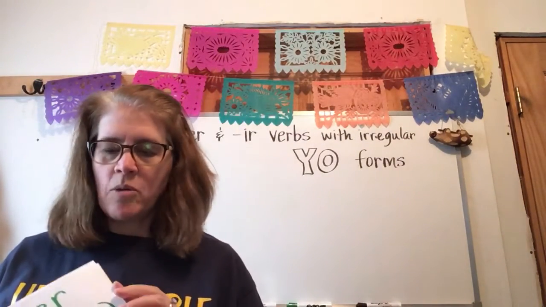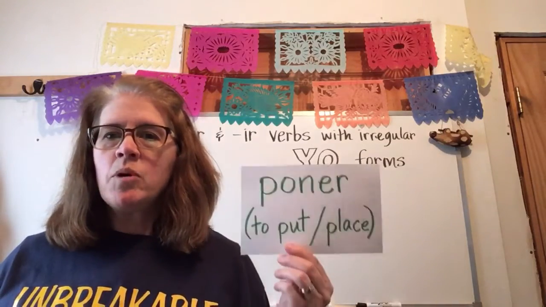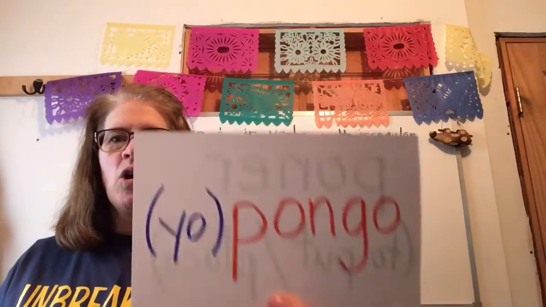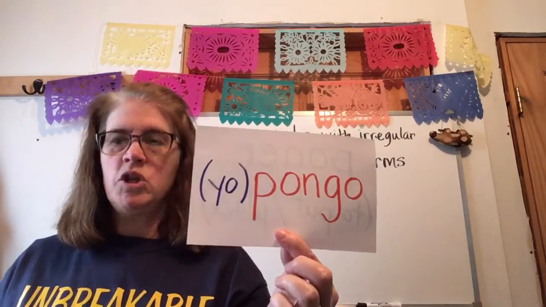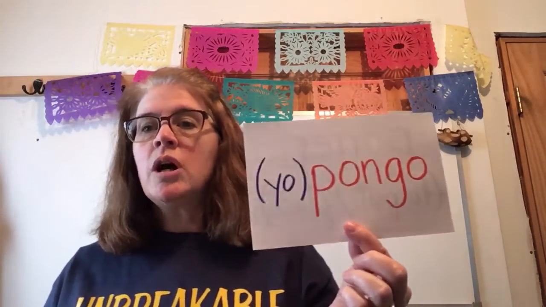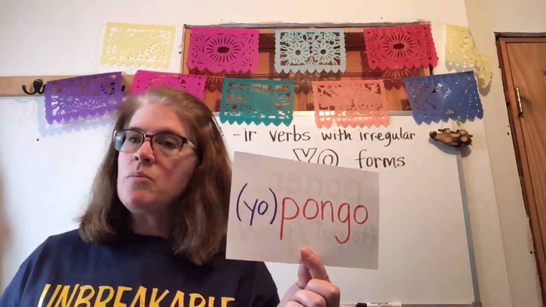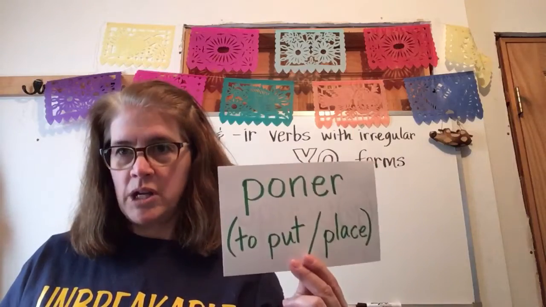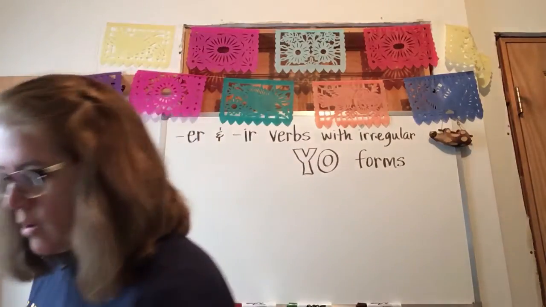So here we go. Let's go back to the second one I gave you. Poner, to put or to place. The yo form is pongo. Pongo. Yo pongo. Tú pones. Él pone. Nosotros ponemos. Ellos ponen. Okay? All the other ones are normal.